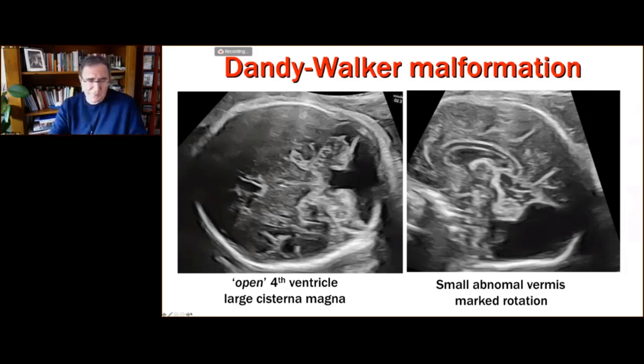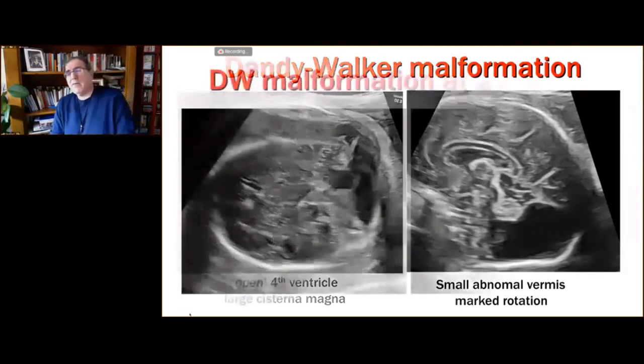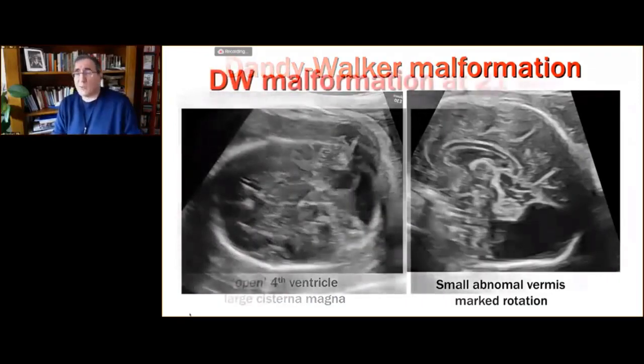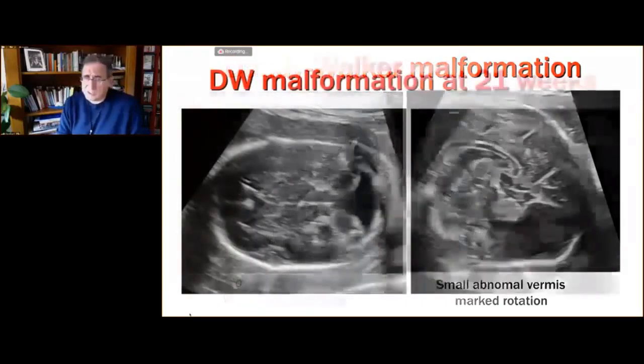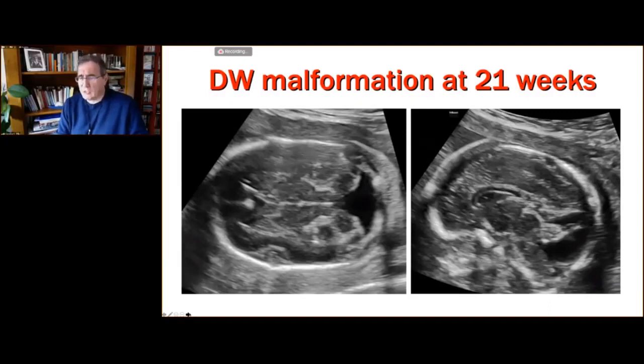The findings are usually less prominent in the second trimester of gestation. Mostly the cisterna magna is not that big, as you can see later on, but the wide opening of the fourth ventricle and the small size and significant rotation, marked rotation, in the range of a square angle almost of the cerebellar vermis are quite evident even at this time.